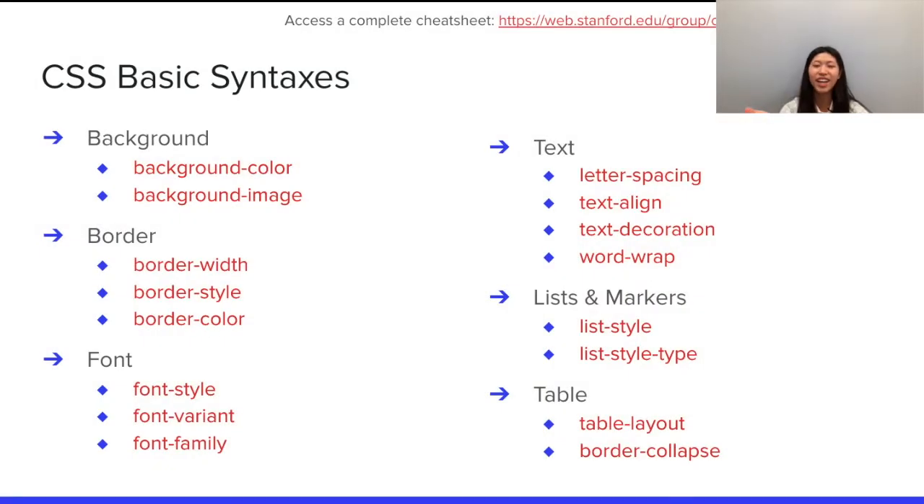So now we have the CSS syntaxes, or the keywords that you can use in CSS. You can set the background color, the background image. You can set the letter spacing, the text decoration or word wrap. You can set the font family. You can set list style, table layout, and border, and you can set however you want the border collapse to look.